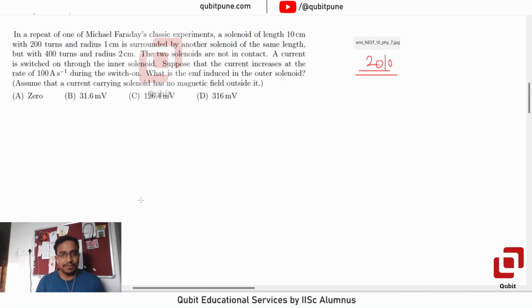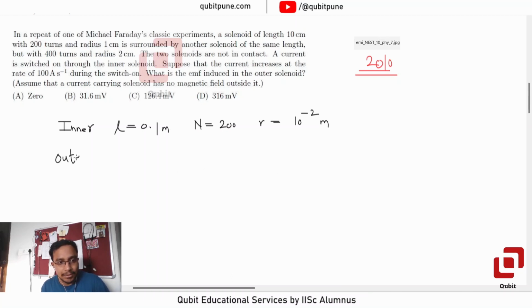Let's draw the figure first. So we've got two solenoids. One solenoid, say the inner, has length 10 centimeters, 200 turns, total number of turns let's call it n, 200, and radius 0.01, or 10 raised to minus 2. It is surrounded by another solenoid of the same length, with 400 turns and radius 2 centimeters.